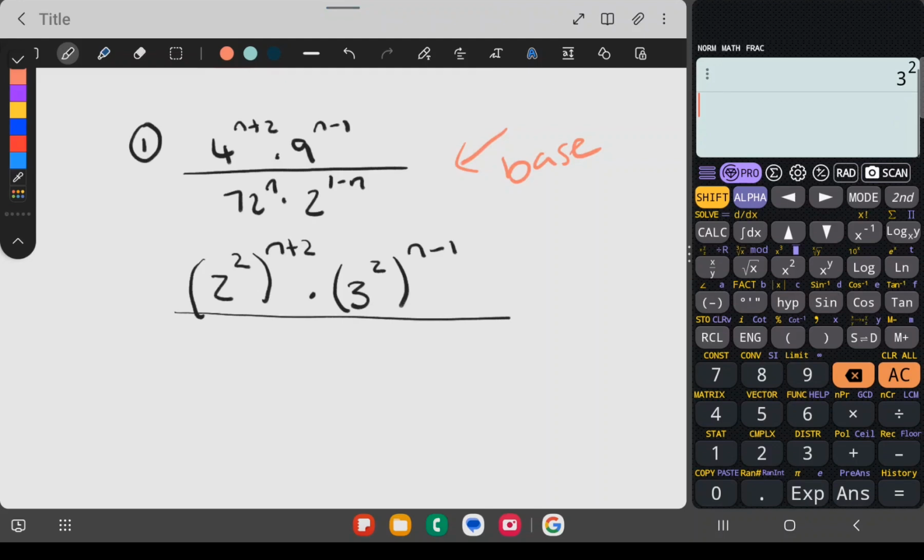And then 72, equals, shift, fact. Can you see it's 2 to the 3, and then 3 to the 2. So the whole thing is 72 to the n, and 2 is a prime number, so 2 to the 1 minus n. Okay, so there you changed the base numbers.